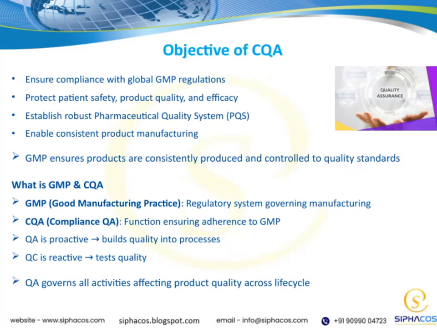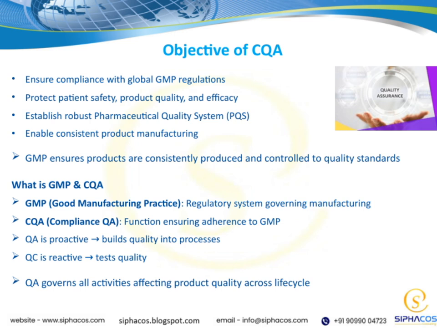In this slide, I want to highlight the main objectives of CQA, or Compliance Quality Assurance. First and foremost, it's about ensuring that we comply with global GMP regulations. This is critical because it helps us protect patient safety, maintain product quality, and ensure efficacy. Essentially, our goal is to establish a strong pharmaceutical quality system, or PQS, that supports consistent and reliable manufacturing processes.